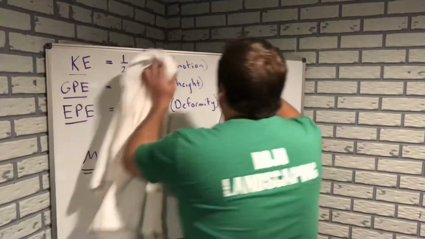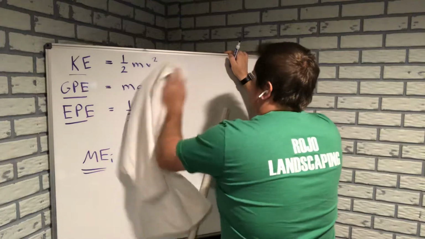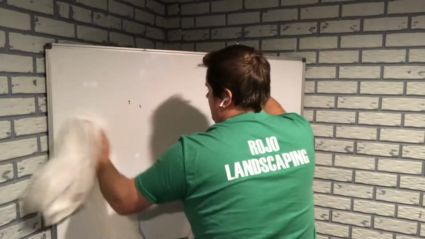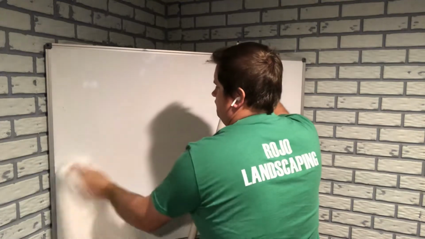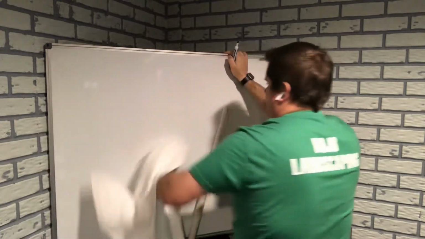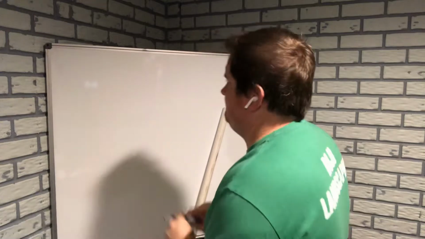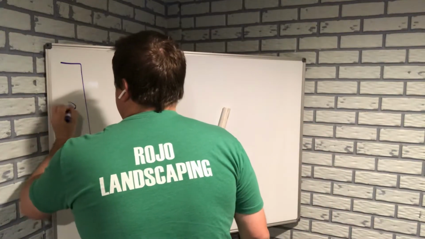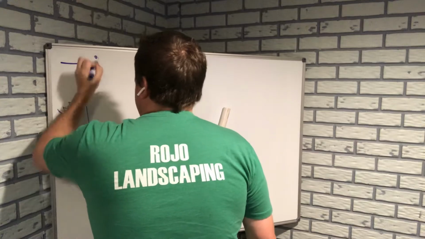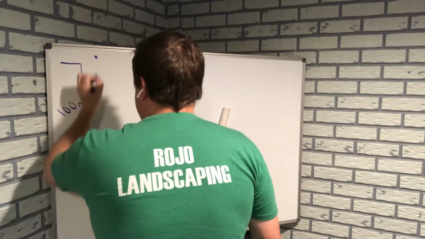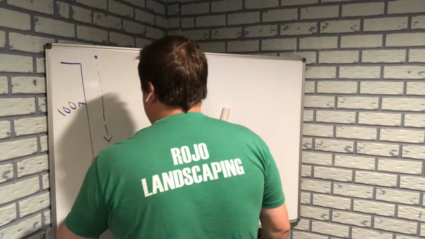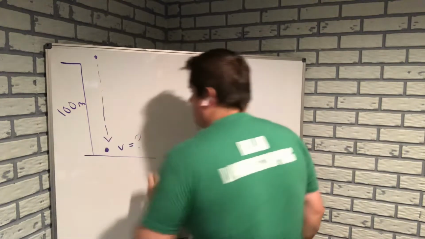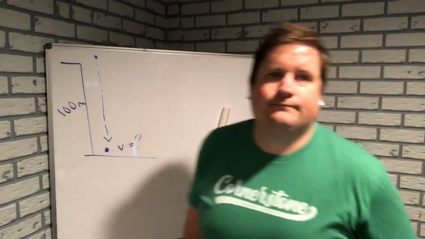Let's say we drop an object off a building that is 100 meters tall, for number's sake. So we have this building here. We're 100 meters in the air. We drop an object, and we want to know when the object gets here, what's our velocity?